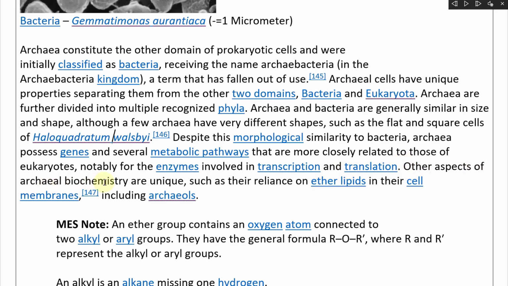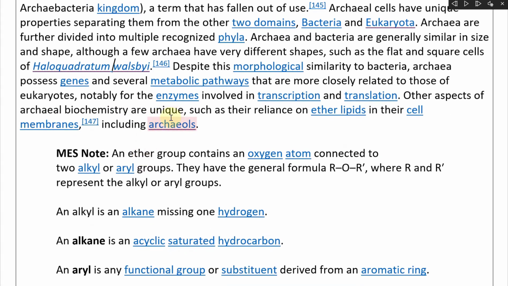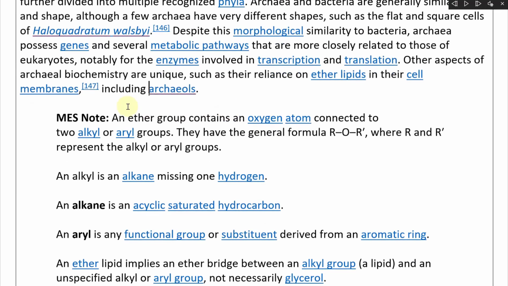Other aspects of archaeal biochemistry are unique, such as their reliance on ether lipids in their cell membranes, including archaeols. Let's see how this is pronounced. Archaeols. Yeah, archaeols. All right. I'm going along with the pronunciations of this automated one here. It's pretty decent, I think, at least better than my own pronunciation, and saves me a lot of time from just checking other sources.